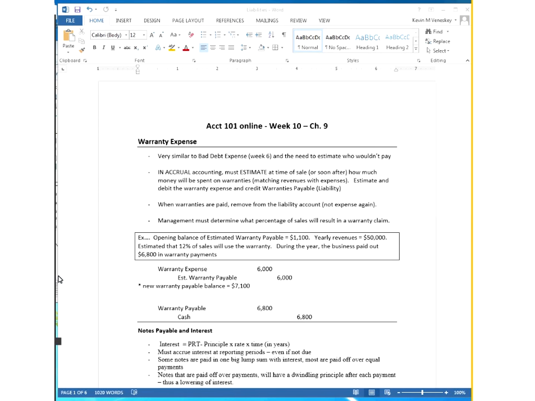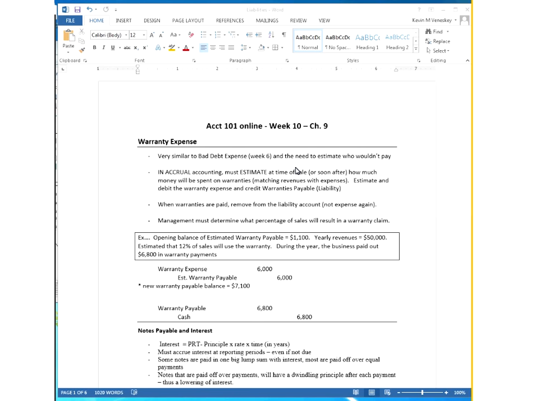Okay, here we are in week 10 with chapter 9. This week we'll also have an exam, exam 2. Exam 2 will not cover this week's material, so you'll have two things to focus on for this week.